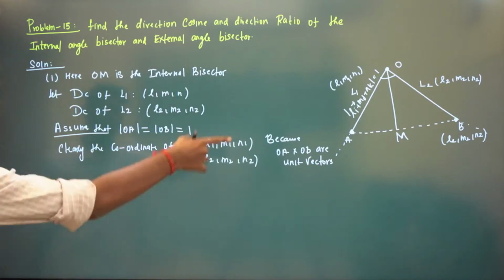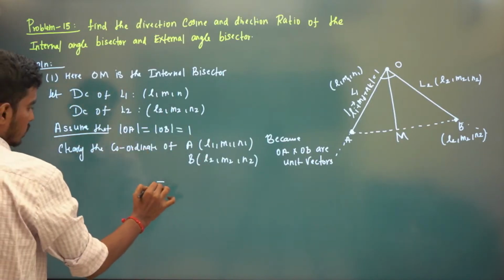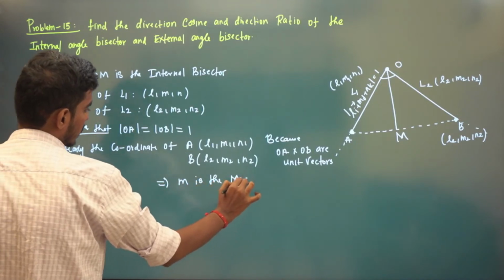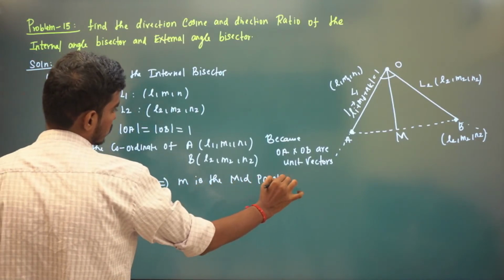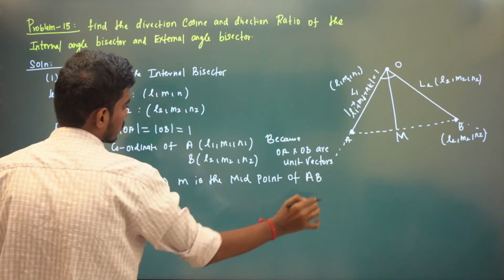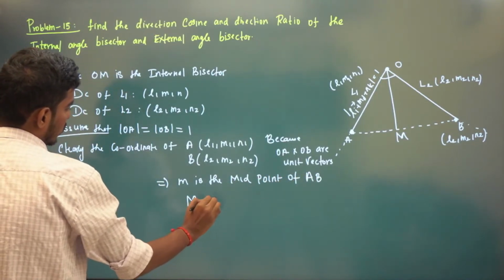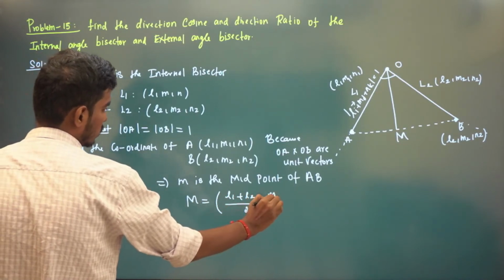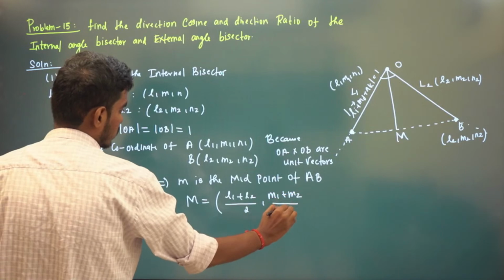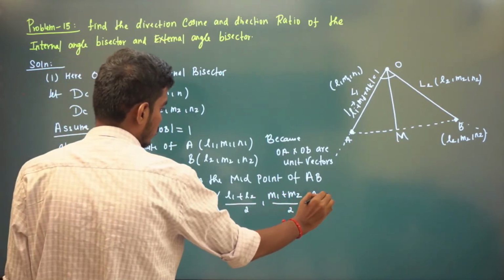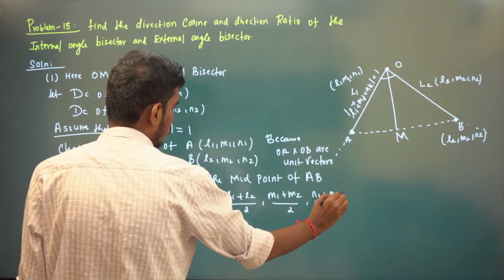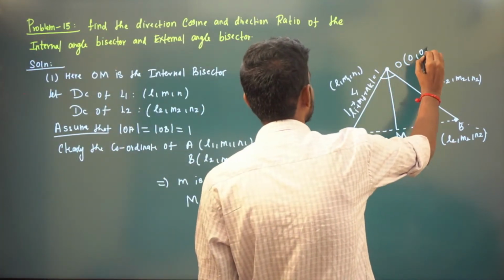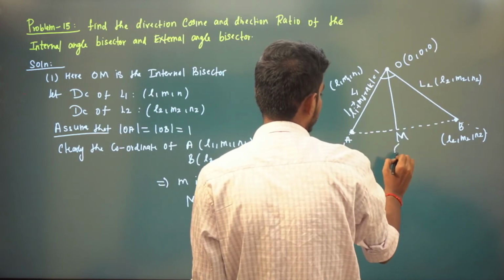Now what can I say about M? M is the midpoint of AB. So therefore, your M is (L1 plus L2) by 2, (M1 plus M2) by 2, (N1 plus N2) by 2. This is the coordinate of M. So you know both the coordinates.